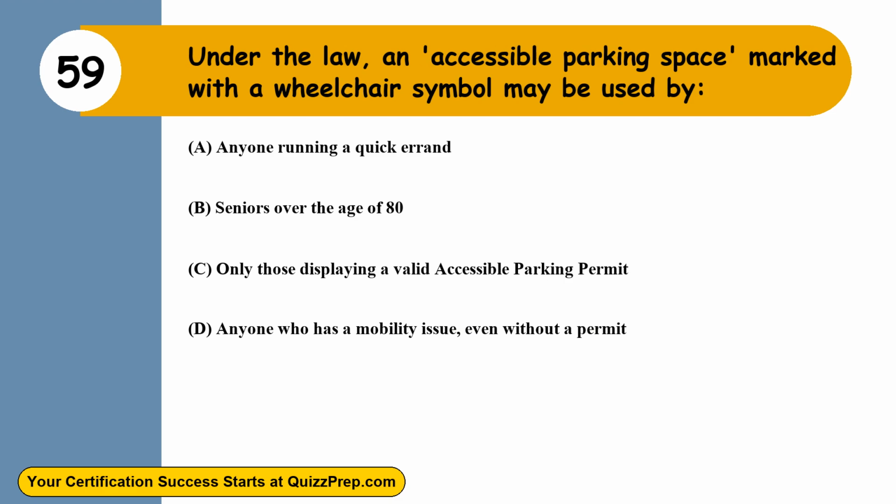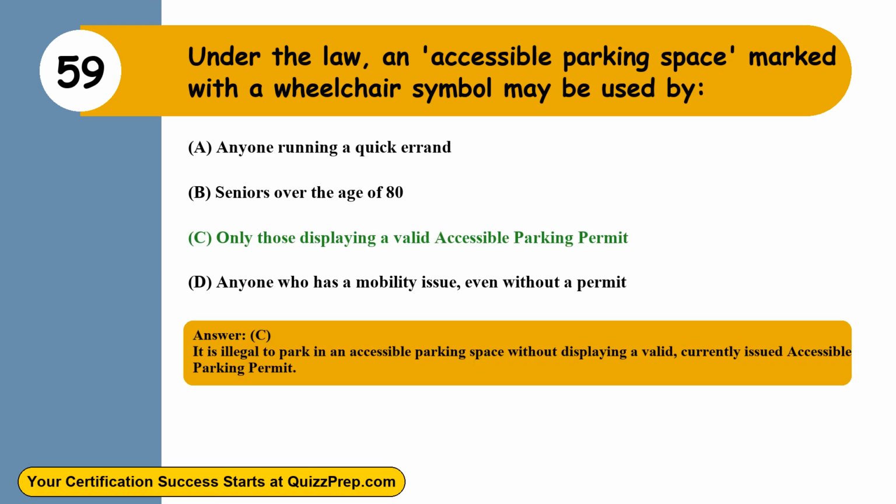Question 59. Under the law, an accessible parking space marked with a wheelchair symbol may be used by Option A, anyone running a quick errand. Option B, seniors over the age of 80. Option C, only those displaying a valid accessible parking permit. Option D, anyone who has a mobility issue, even without a permit. The correct answer is option C, only those displaying a valid accessible parking permit. It is illegal to park in an accessible parking space without displaying a valid, currently issued accessible parking permit.